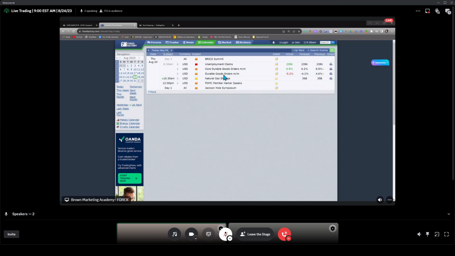And at 10:30 a.m., we have natural gas storage. That's looking like it's not going to move that much. And then at noon, we have Harker Speaks. Okay.